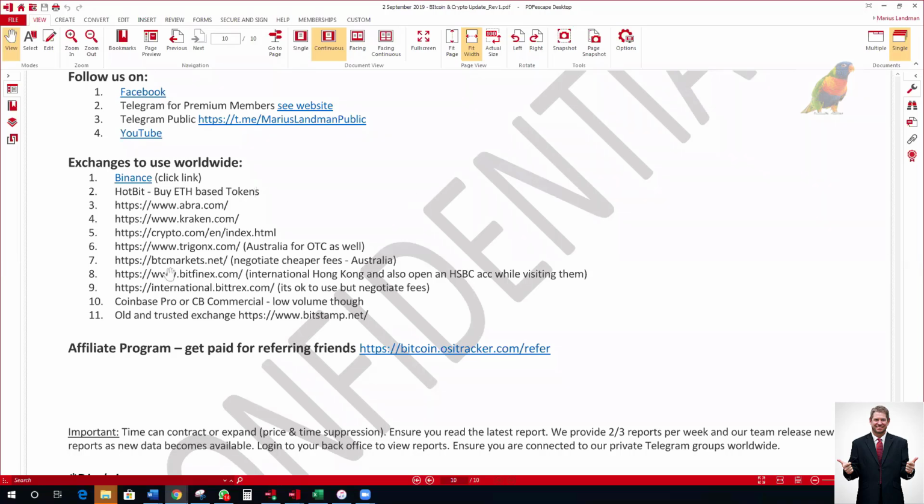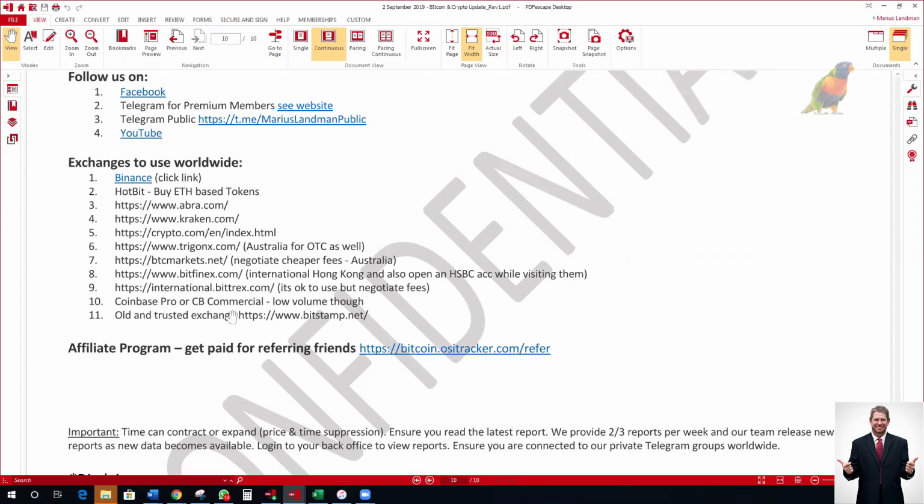The exchanges to use, guys. If we look at this now, we get Binance there, Hotbit. You can go to Abra, Kraken. These are the 10 that we actually recommend. Bitstamp is very old and trusted. I don't know, can you Americans get Bitstamp? I don't remember if I checked. And you also get Coinbase Pro or Coinbase Commercial. You can use Bittrex. We have Bitstamp. So there's a lot to go through.